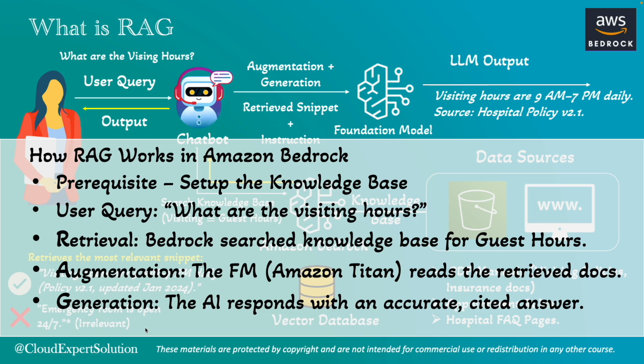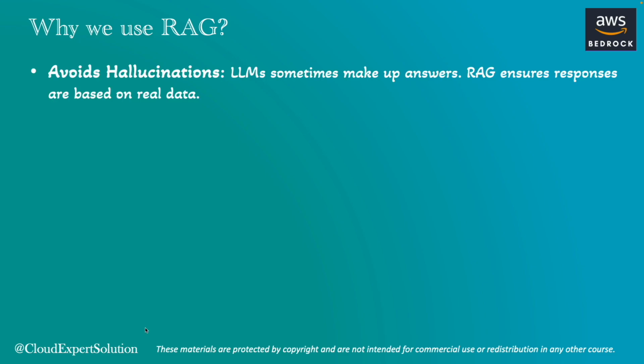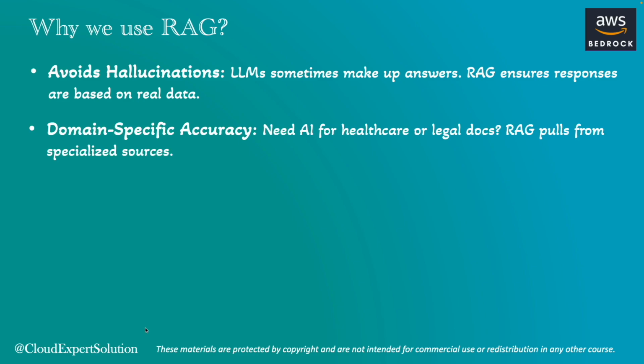Now next we are going to review why we use RAG. The first reason is we want to avoid hallucination, because LLMs sometimes make up answers and provide the answer as if it is a correct fact. RAG will ensure responses are always based on real data, and it will eliminate any hallucination that the model might generate. It can also provide domain-specific accuracy.